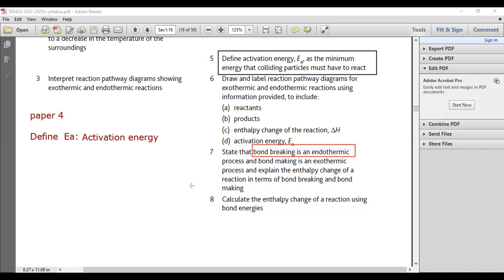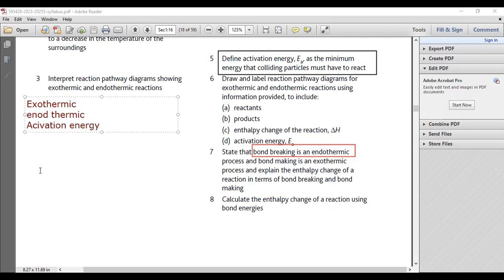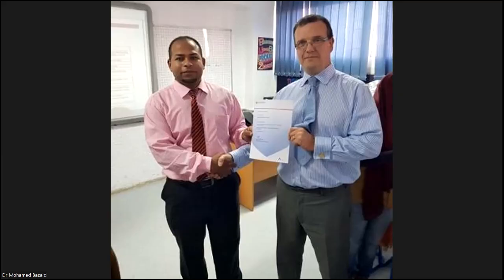Okay, so here I have a lot of definitions today. Who can tell me? We talked about exothermic reaction, endothermic reaction, and activation energy. Activation energy is the minimum energy you need, or the particles need, to react. It's okay?